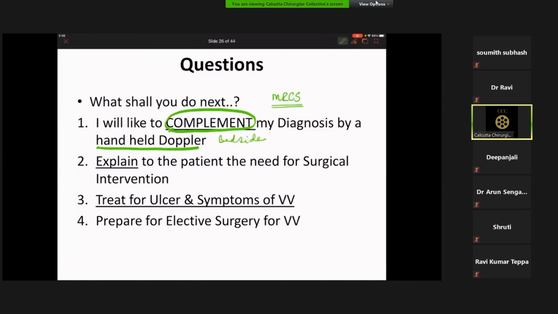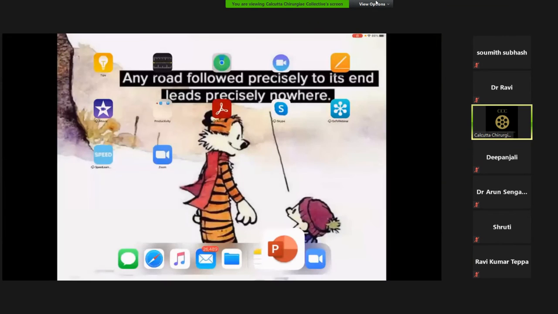Then I will explain to the patient the need for a surgical intervention. If there is an ulcer like the picture I showed you, I will treat the ulcer, and finally I will prepare for the operation. Believe me guys, everyone talks about an operation, but examiners are not interested in an operation. They are more interested in you understanding the plan of the story.